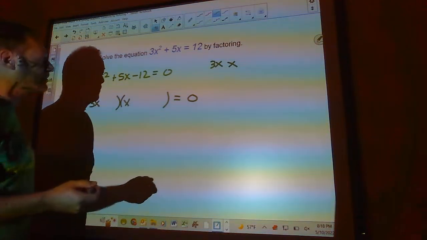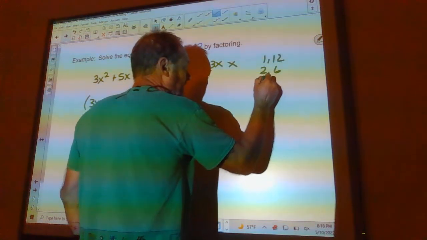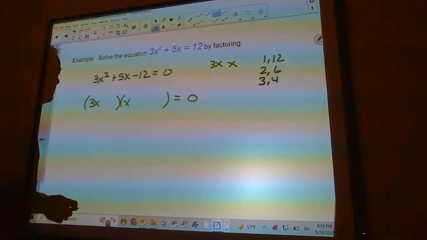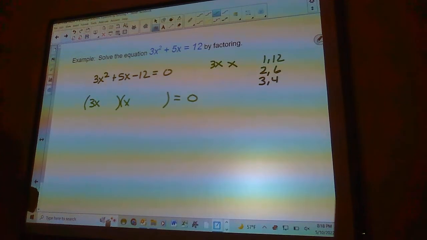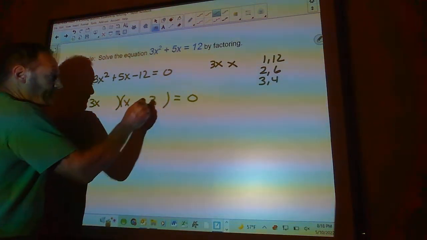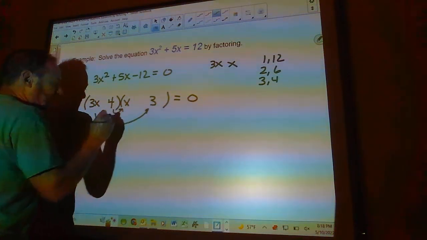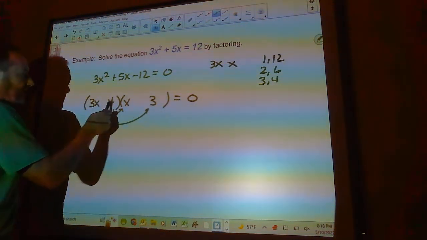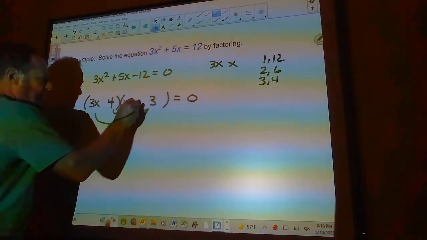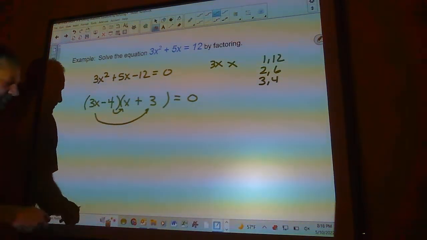Now 12 has more choices. Again, that was 1 and 12, 2 and 6, 3 and 4. Okay, so I need to make 5 in the middle. Okay. So what if I put a 3 here and a 4 here? So that gives me, remember, it's outside plus the inside makes the middle, so that'd be 9 and 4. So I want plus 9x and minus 4x. Okay, and that makes negative 12 right there, so I'm good to go.